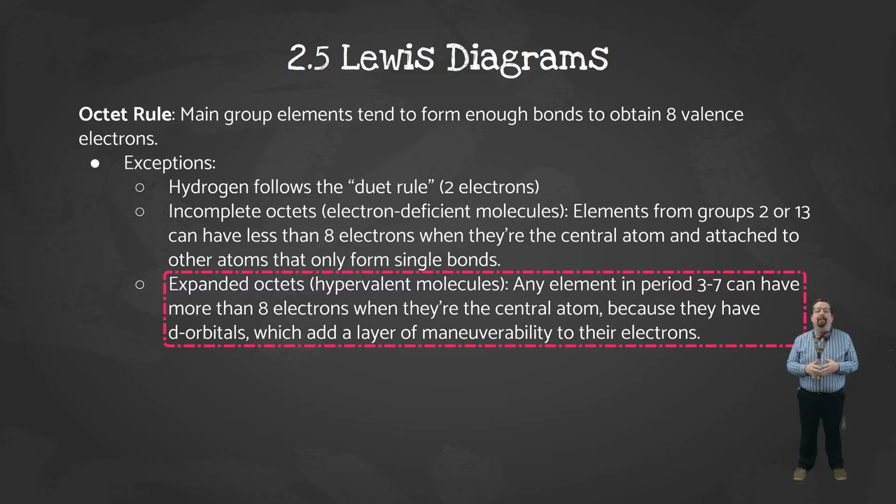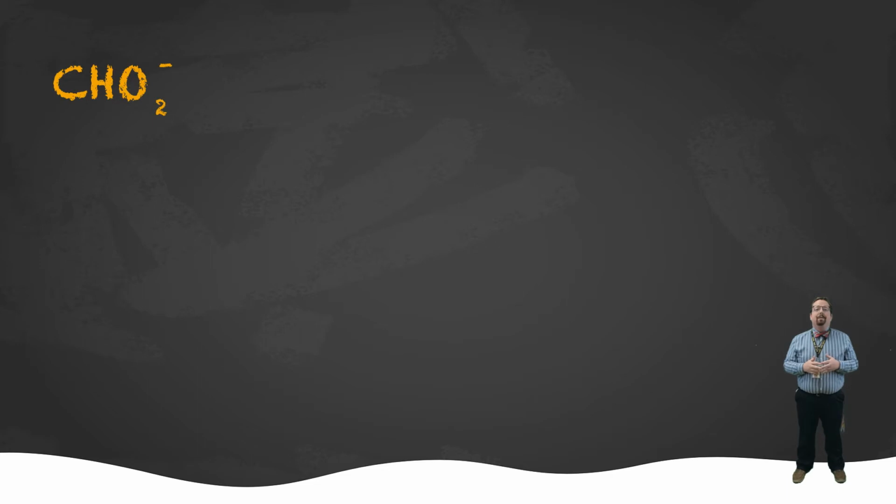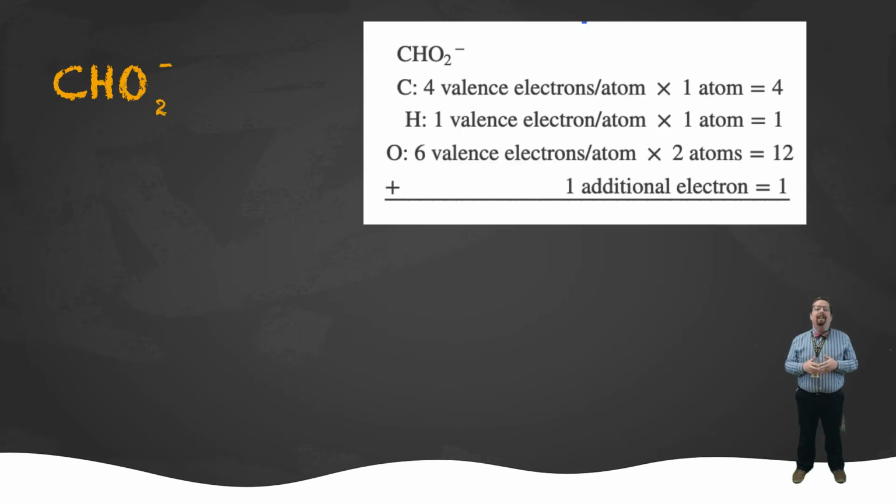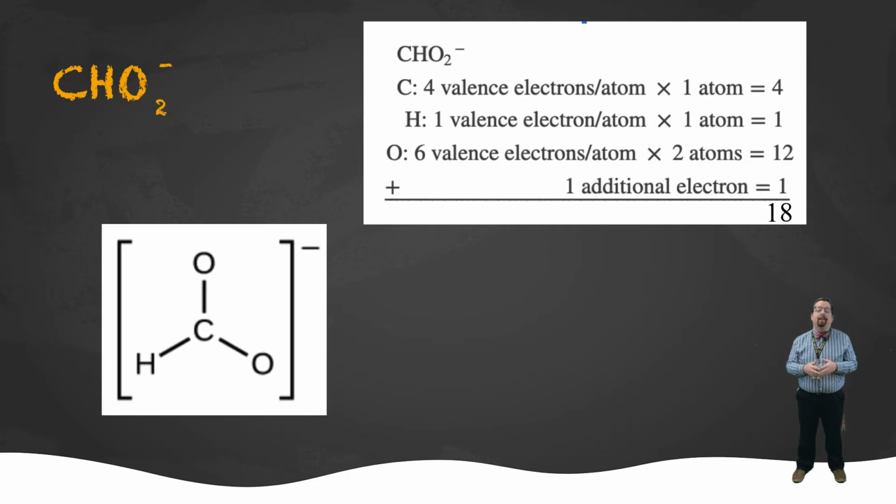Let's do an example. To draw the Lewis structure of CHO2 negative, add up the number of valence electrons for each atom, then add 1 additional electron for the negative charge. This gets us to 18 total electrons. Next, pick a central atom. Hydrogen can't be it, and oxygen is more electronegative than carbon, so carbon must be our central atom. Draw the skeletal structure with carbon as your central atom. Don't forget the brackets with the charge around it.